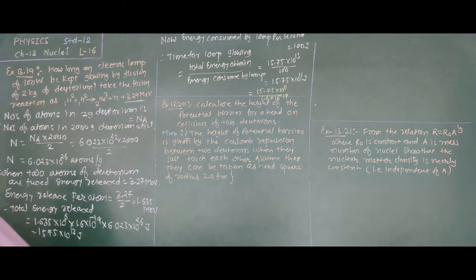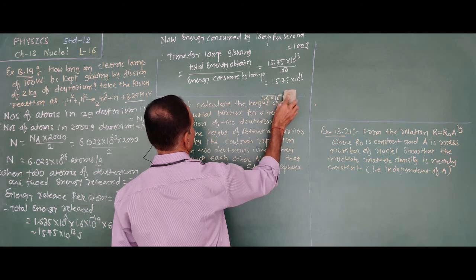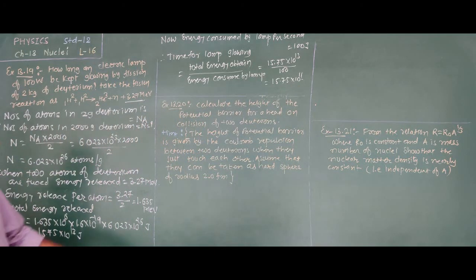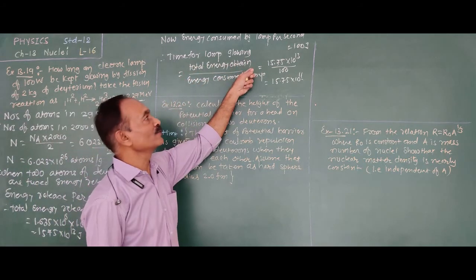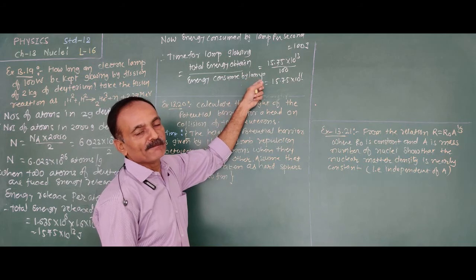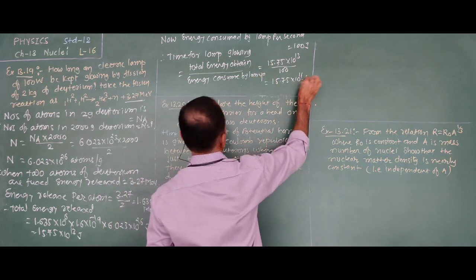Just minute. Here we obtain the time for which the lamp is glowing. So that much second. Because it is the ratio of the total energy obtained from the 2 kilogram deuterium divided by the energy consumed by the lamp per second. So that is the time for which the lamp is glowing.